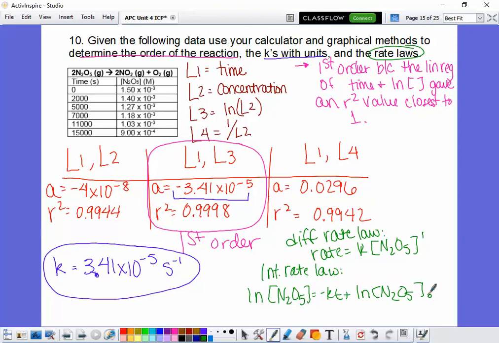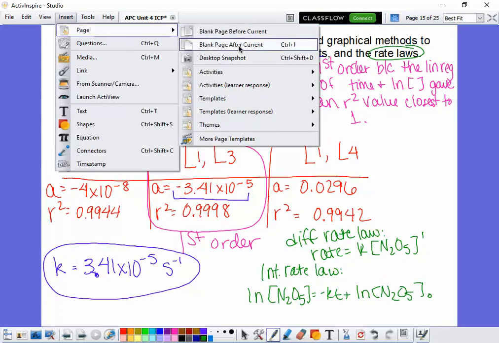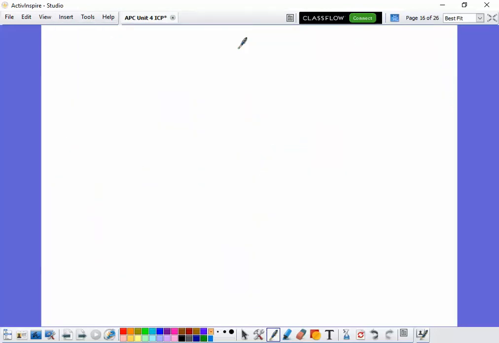Questions? All right, before we move on, I do want to insert a page after current. Okay, so like I said, the whole point of that was to figure out which one's going to give us the straightest line. So just a reminder, for zero order, when we run, time is always going to be our x-axis, and concentration is our y. What slope does that have?